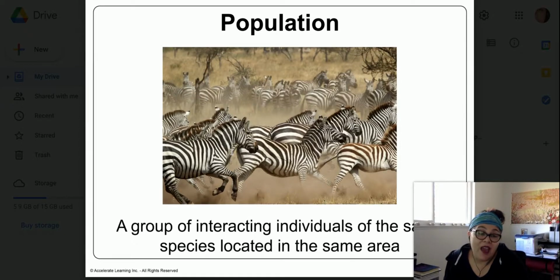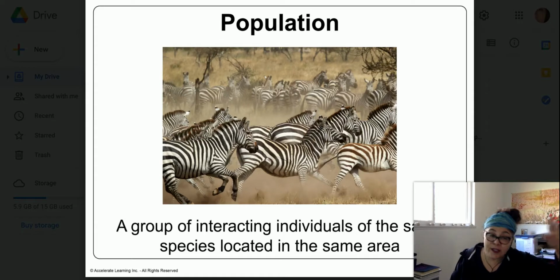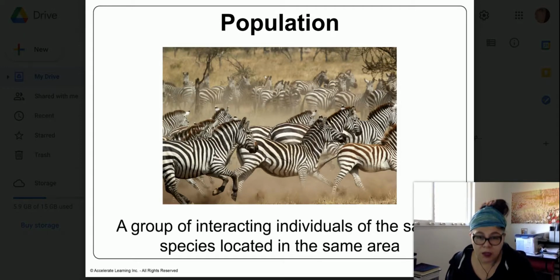The next word we have is population. And we've had population as a word before, but let's go over it again. Population is a group of interacting individuals that live in the same area that are from the same species. For example, we are a Winton Middle School population. We might all be in different places right now, but normally we're all together in the same spot, and we are a set population, the people who go to Winton Middle School every day.